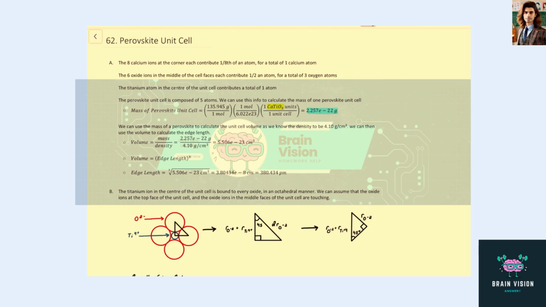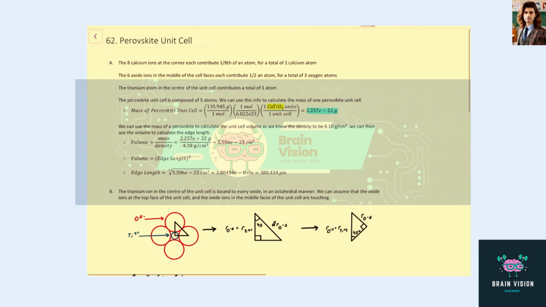And if we cube root the volume, we can determine the edge length. And we should find the edge length is equal to, once we convert it to picometers, 380.434 picometers. Next, the question wants us to calculate the radius of the titanium ion at the center of this unit cell. So the titanium atom at the center of the unit cell is bound to every oxide in an octahedral manner. So we can assume that the oxide ions at the top of the unit cell and the oxide ions in the middle of the faces are touching.